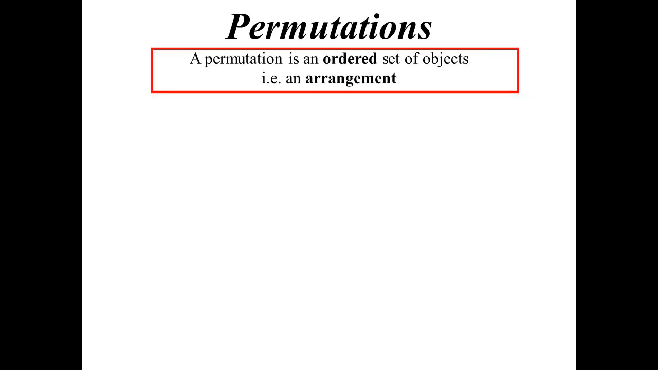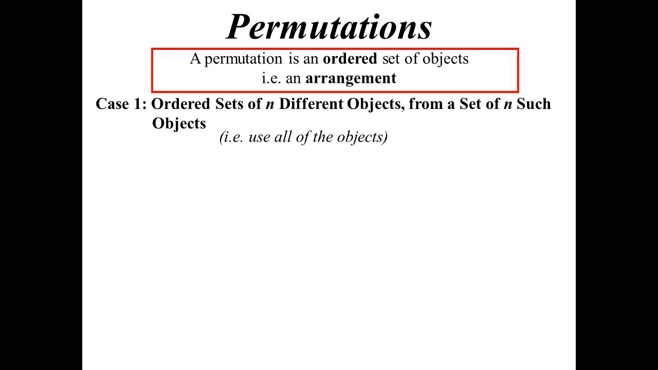That brings us into this idea of permutations. What is a permutation? That is what a permutation is. It's an ordered set of objects. This is where the arrangement is important. So the order of things happening becomes important. So the first case we're going to look at, we've got n different objects from a set of n. So in other words, we're going to use all the objects.